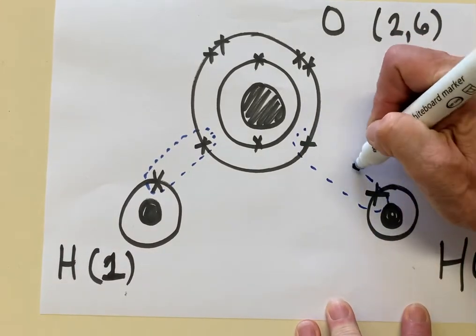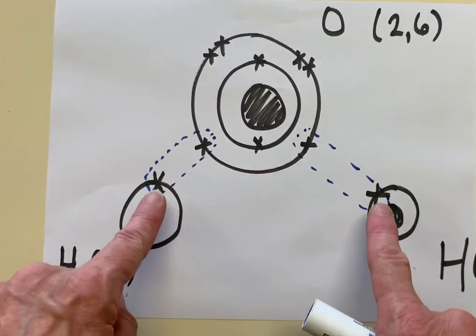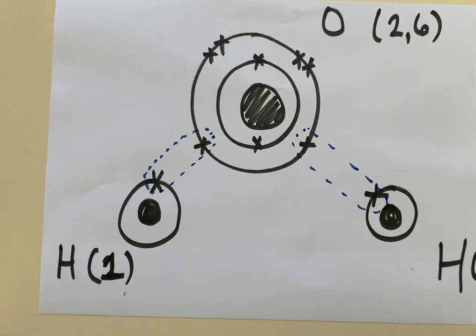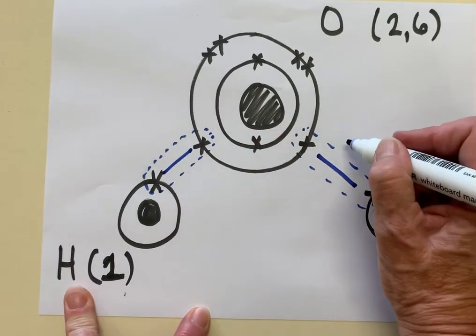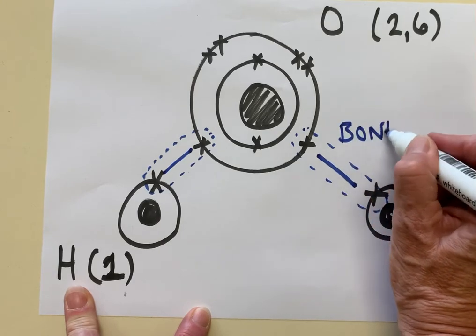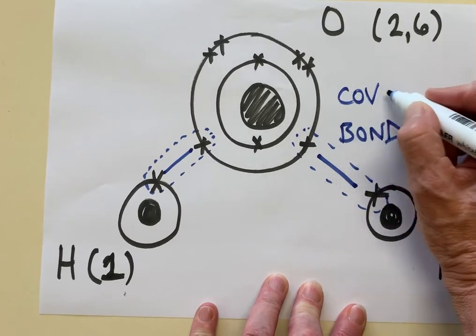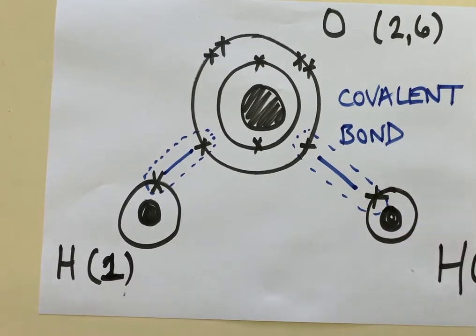And the oxygen also then has 8 electrons, the 6 of its own and these 2 here. So they share electrons. Now that still creates a bond, and in actual fact that creates a bond that is stronger than an ionic bond. And this sharing of electrons is called a covalent bond.